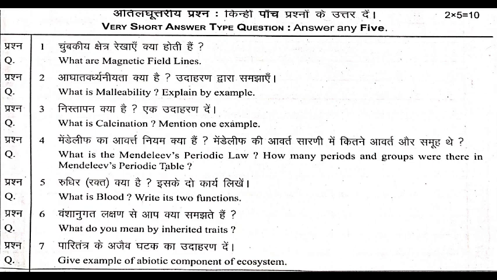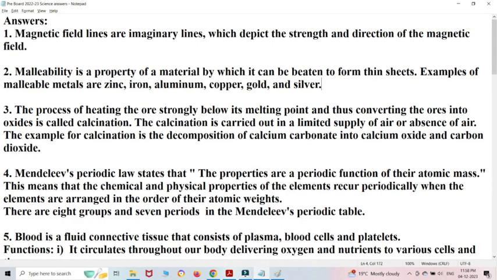4. What is Mendeleev's periodic law? How many periods and groups were there in Mendeleev's periodic table? Answer. Mendeleev's periodic law states that the properties of elements are a periodic function of their atomic mass. This means that the chemical and physical properties of the elements recur periodically when the elements are arranged in the order of their atomic weights. There are 8 groups and 7 periods in Mendeleev's periodic table.